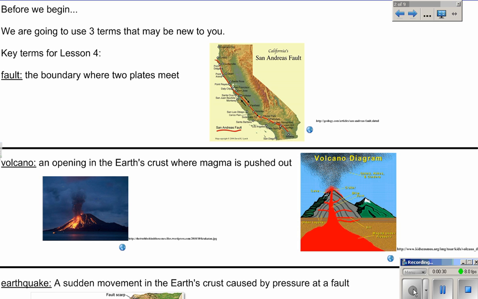In the picture to the right is the state of California. The red line shows a fault line. This line is called the San Andreas Fault.